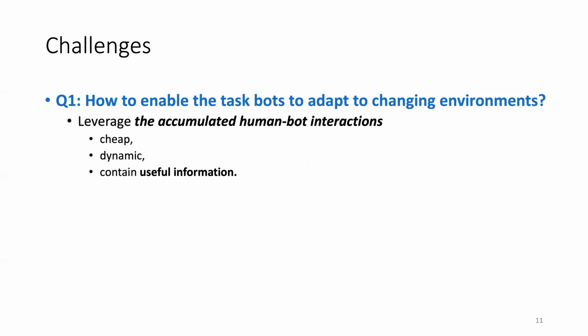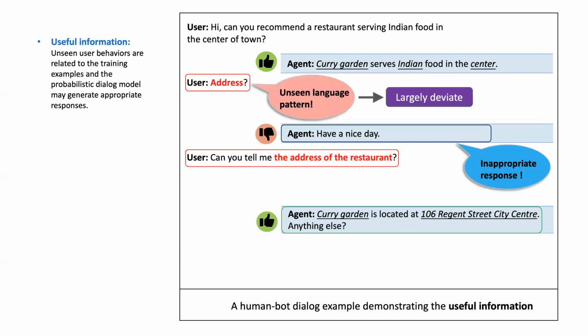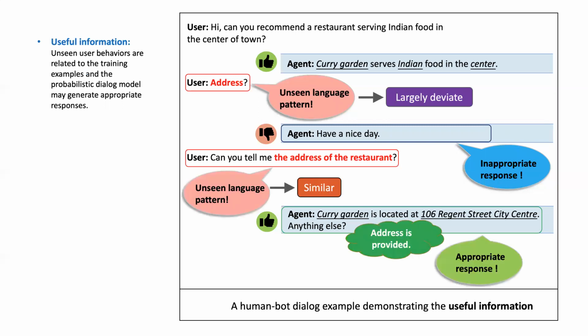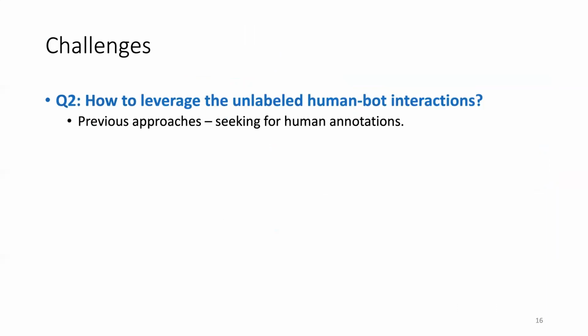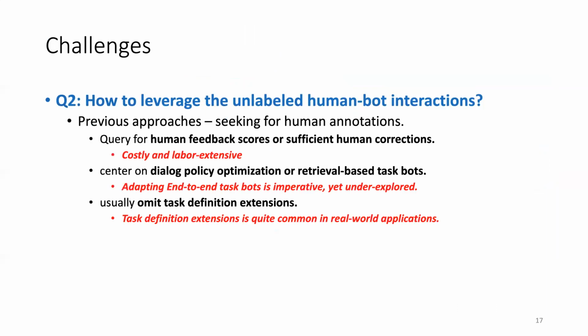Intuitively, we can leverage the accumulated human-bot interactions, which contain useful information. When the user queries carefully about address, the bot fails to provide it at first, but gives it in the third response when the user queries in a detailed way. However, the interactions are unlabeled, so how to leverage them? Previous approaches rely on human annotation, which has some limitations.